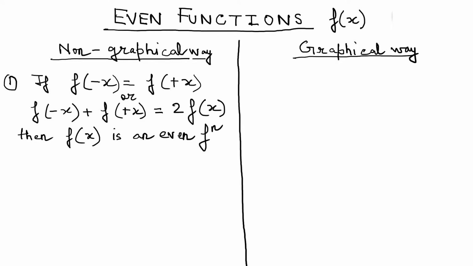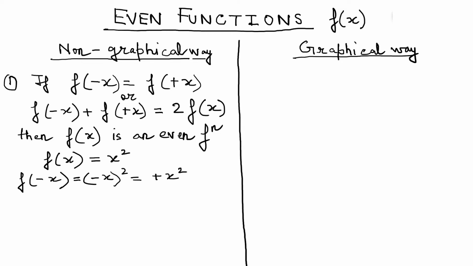Let me take some examples. So let me take a function as we have been taking earlier also. If I take f of x is equal to x square, what is f of minus x? So we will say this is nothing but minus x whole square, which again is plus x square only. If we would have taken f of plus x, in that case also the outcome would be plus x square only.